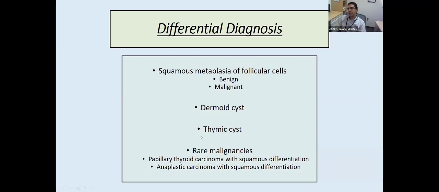Other possibilities, could this be a dermoid cyst or a thymic cyst? Both can be squamous lined, and usually the wall of the cyst will be helpful in arriving at the correct diagnosis, where the dermoid cyst will have some adnexal structures, whereas the thymic cyst will have some thymic tissue in the wall of the cyst.